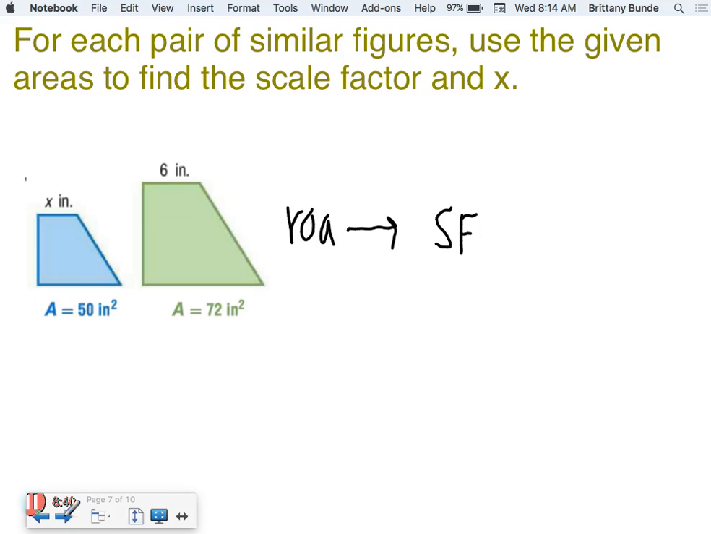So what is the ratio of our areas? 50 over 72. And this one you always want to reduce, because they're going to hopefully always end up with a perfect square for the most part. So what goes into 50 and 72? 2, right? So now I'm going to get 25 and 36.